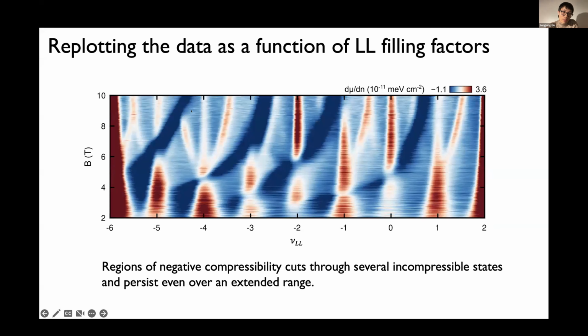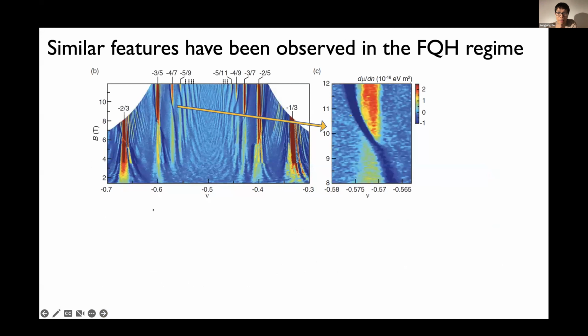All these negative compressibility regions basically interrupt the incompressible states at integer filling. But the weird thing is that it extends over a large density range. And this has actually been seen in the past in the context of the fractional quantum Hall effect.